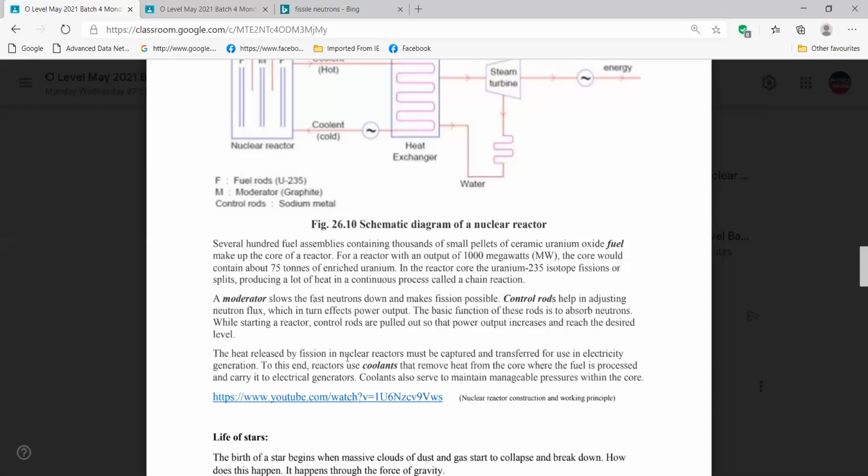Not yet, sir. Also write about coolants here. Sir, what should I write? You should write: reactors use coolants that remove heat from the core, where the fuel is processed, and carry it to the electric generators. Sir, can you be a bit slower, because I'm just writing what you said? You write from here, from the notes: reactors use coolants, till here, generators.